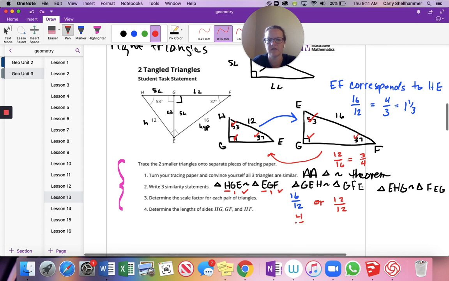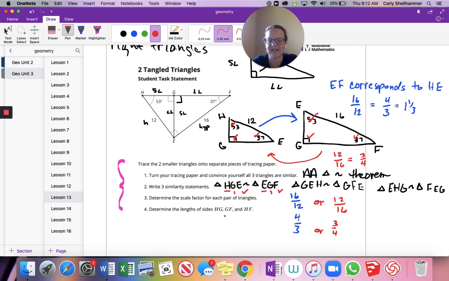Let's make that the same color. I know you guys can follow whether I do different colors or not, but I like it when it's sort of the same. 12 over 16 or, nope, that's not what I meant to do. Let's erase that. I meant to simplify the fractions. Sorry. 4/3, 3/4. Okay, so those are our scale factors.